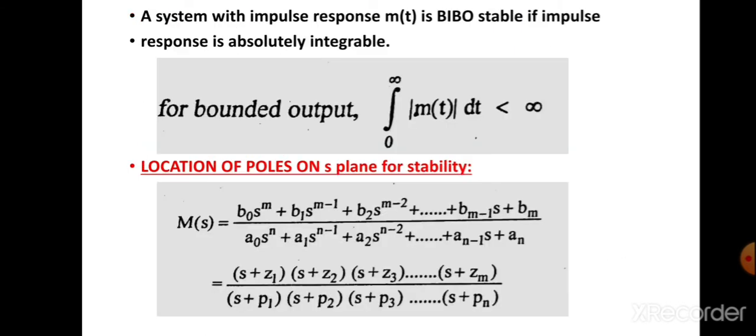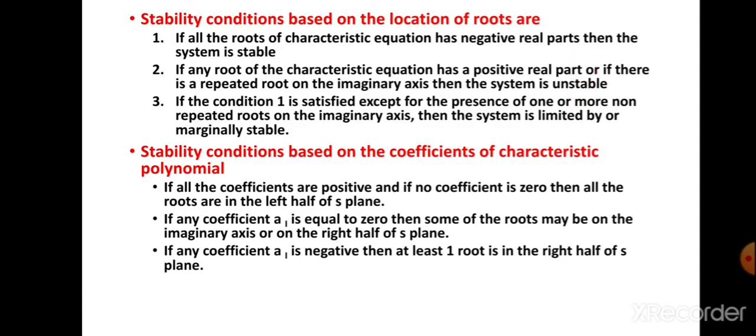Suppose we have a characteristic equation like this. If any of these coefficients is 0, that term will be absent here. Then the roots will lie on the right half of the plane or on the imaginary axis. That is the second condition for stability. If the roots are lying on the right half of the plane, it is unstable.